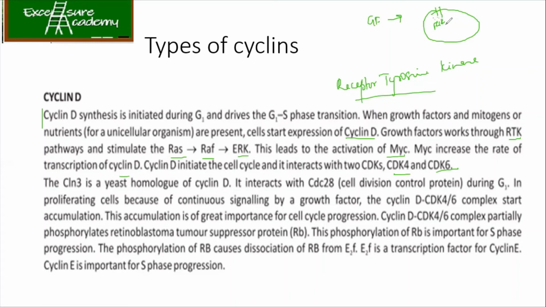Now what will happen then? It is going to activate your RAS protein. RAS, then RAF, then the ERK, MEK pathway. So this will result in the activation of your MYC protein. Now this will get increased. This will enter your nucleus, act as a transcription factor, and there it is going to regulate the expression of your cyclin D.